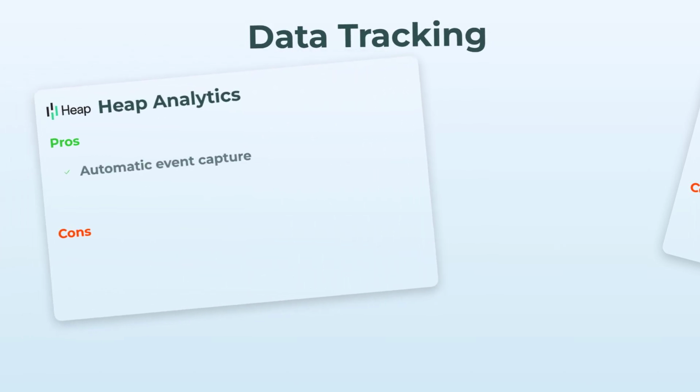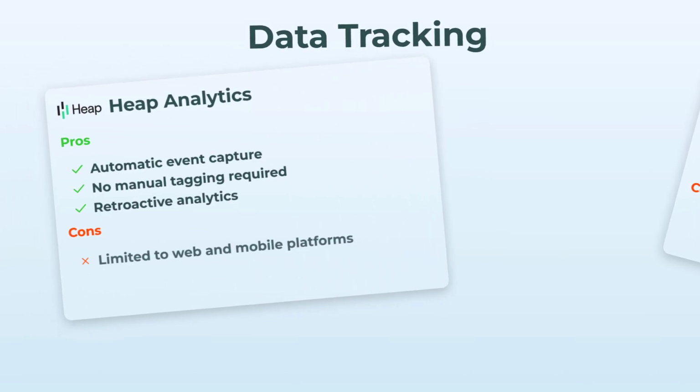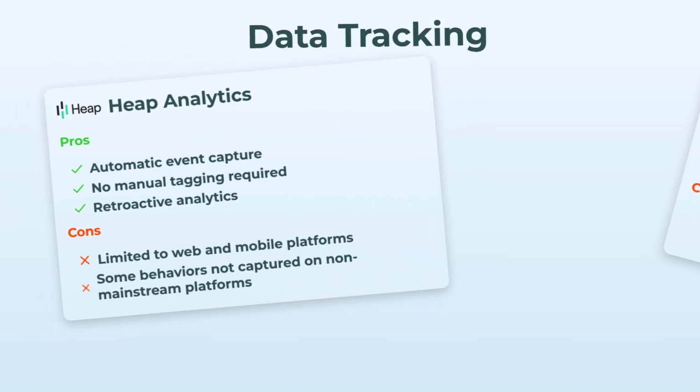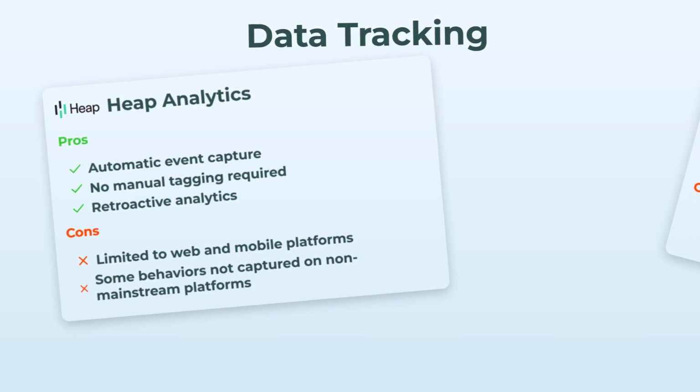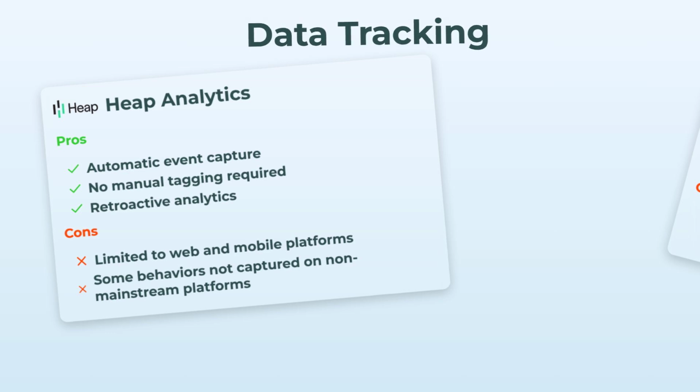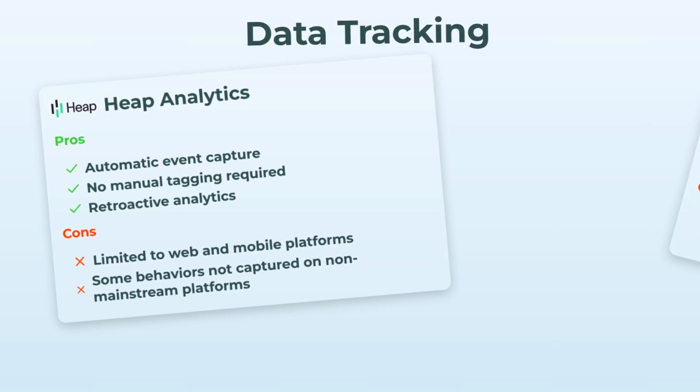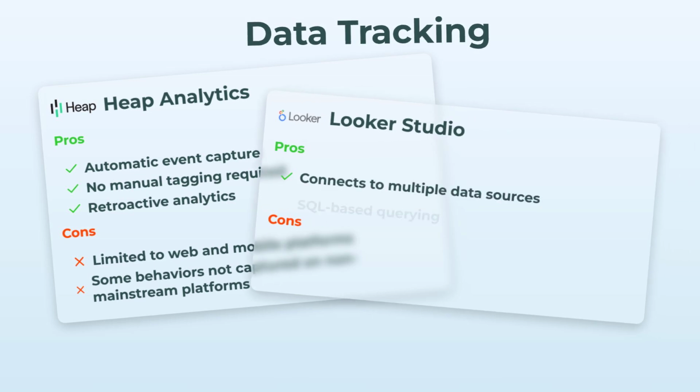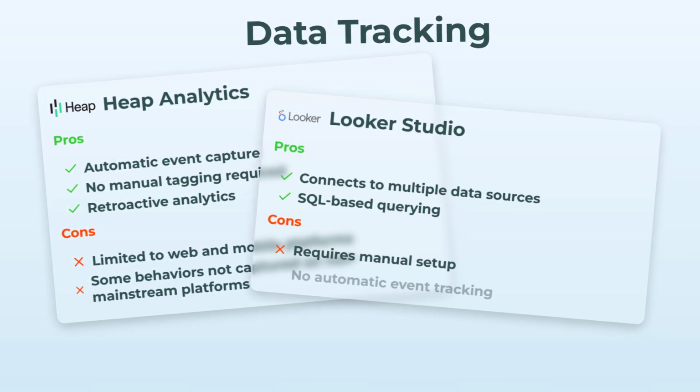Next, let's talk data tracking, and this is where Heap really flexes. You get automatic event capture, which means you install Heap and boom, every click, swipe, tap, it's logged. No manual tagging, super convenient. And if you missed something, retroactive analytics lets you go back and check it out, which is honestly kind of magical. Now, Heap's limited to web and mobile, so if you're in the IoT or desktop apps game, it's not perfect. Some edge cases slip by.